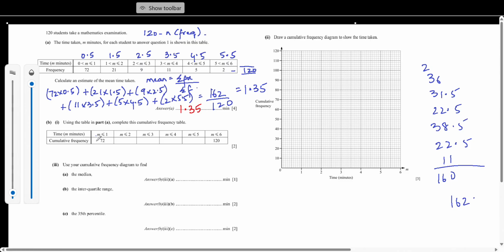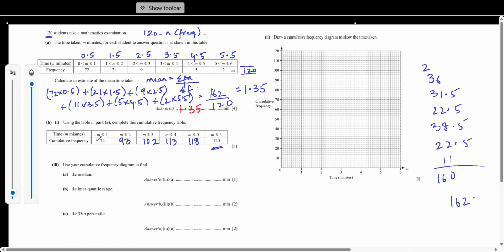72 plus 21, 93. This should be 93, plus the third, or 1 plus 2 plus 3. Both are same. 93 plus 9, 102. 102 plus 11, 113. 113 plus 5, 118. 118 plus 2, 120. The last value of the cumulative frequency should be the same as the given frequency in the question. This is definitely a must, and this is one way you can quickly check, in between the sum, if you're going on the right track.